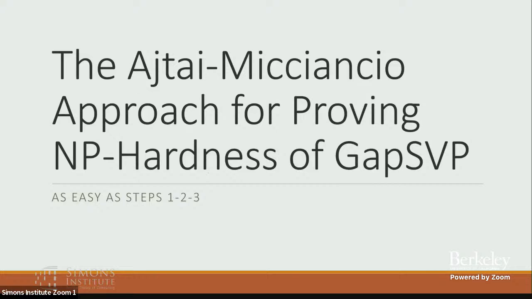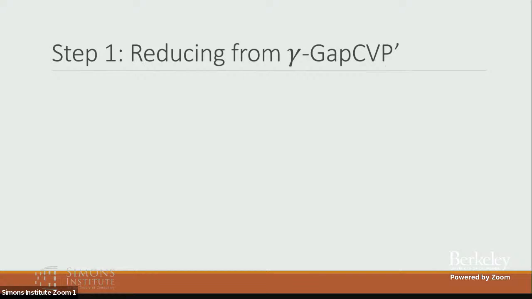We'll now spend some time going through what I call the Ajtai-Micciancio approach for proving NP hardness of SVP. As with any hardness reduction, we need to pick a starting hard problem to reduce from. In this case, the starting hard problem is a variant of the closest vector problem. To define this, I just need one piece of notation, which is the distance of a vector t from a lattice.